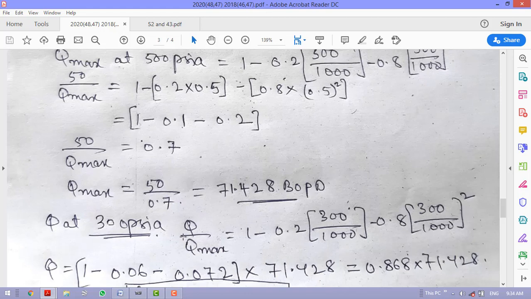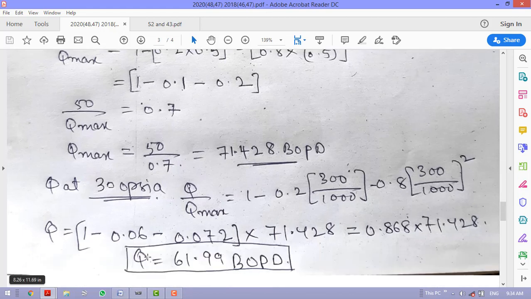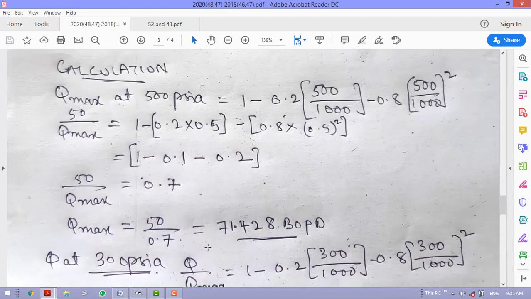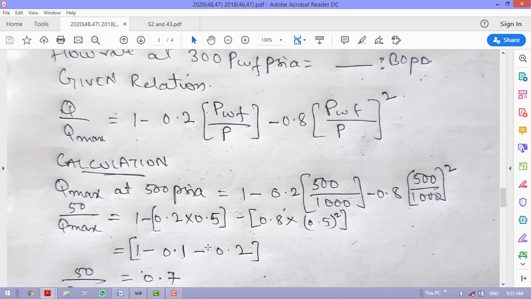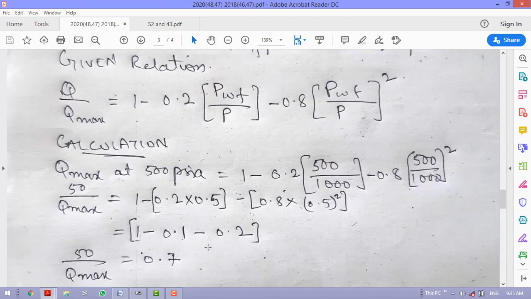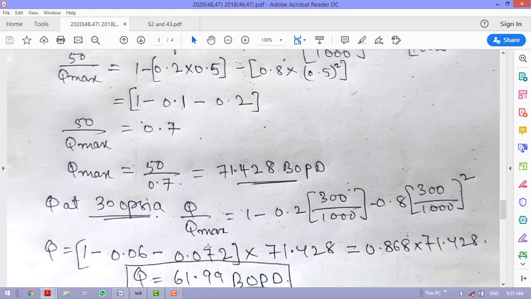After this step, I shifted Q max to the right hand side, where it turns into multiplication. For further simplification, 0.868 into 71.428. The final answer is Q equal to 61.99 barrels per day at 300 psi, the flow rate of oil. So that's the end of this question. It's a very simple question. The only reason it is given 2 marks is that you have to identify what you have to do at what point.